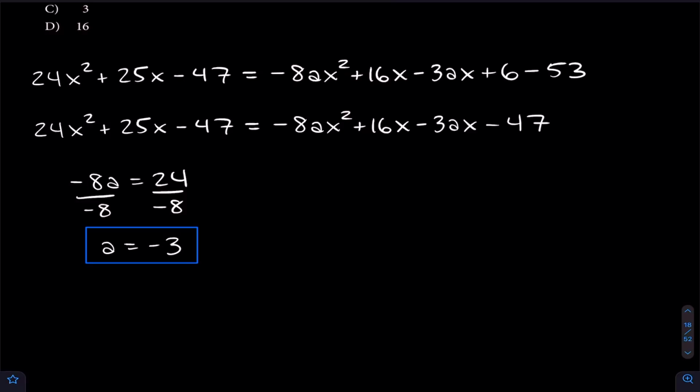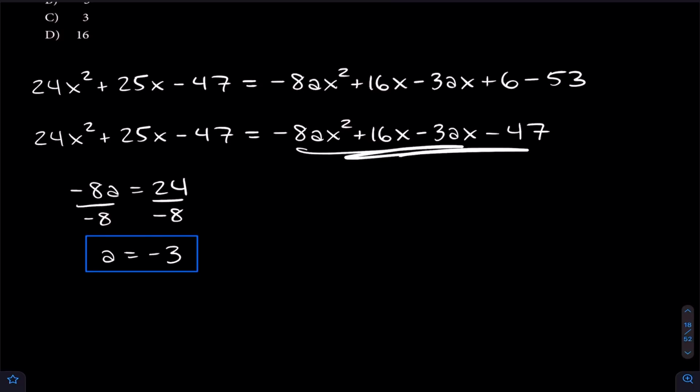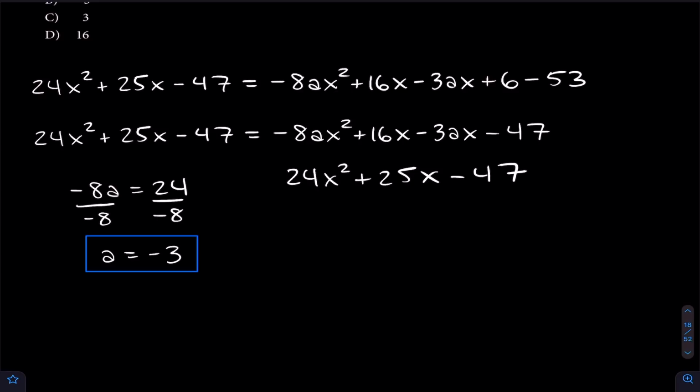But just going a little bit further, making sure that this is our answer. If you plug in a equals negative 3 here, then this negative 8 times negative 3 is a 24. This combines to be a 25x once you plug in the a is negative 3, and then you get that negative 47 there, and that will make this thing equal to this.